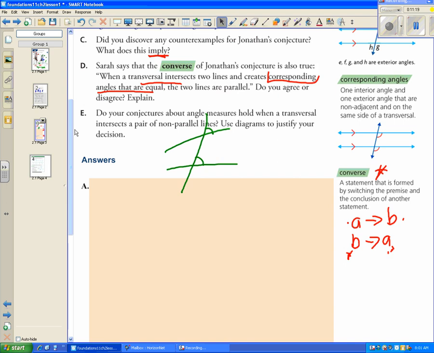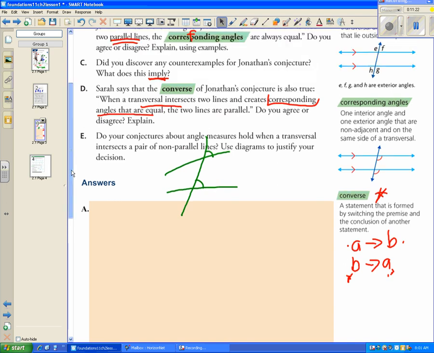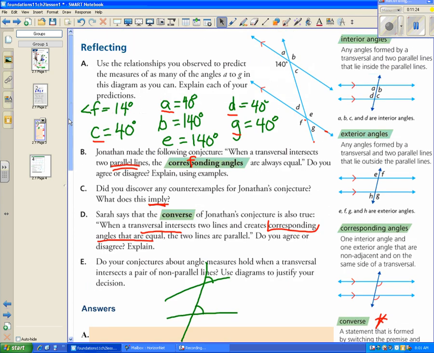We should probably take a second to look at some of these other definitions up here. Interior, and this should be a review, interior angles are any angles formed by a transversal and two parallel lines that lie inside the parallel lines. So these are all interior angles right here. And exterior angles are any angles formed by a transversal and two parallel lines that lie outside the parallel lines, right there.